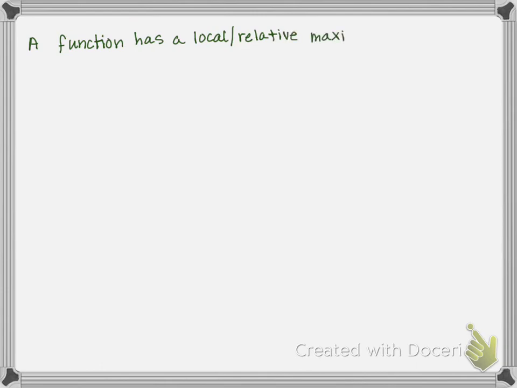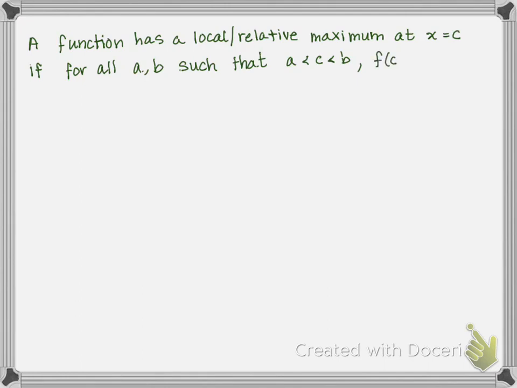Maximum at x equals c if for all a and b such that c is between a and b, f of c is greater than f of a, and f of c is greater than f of b.